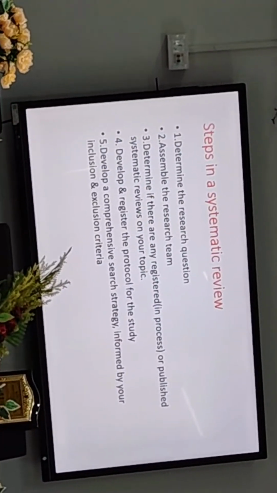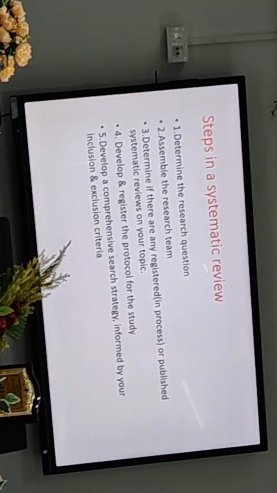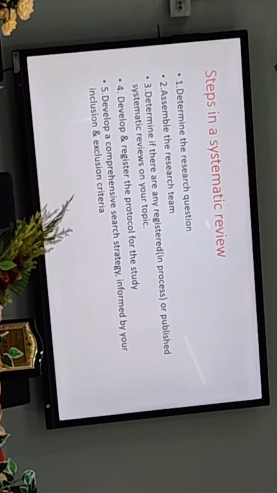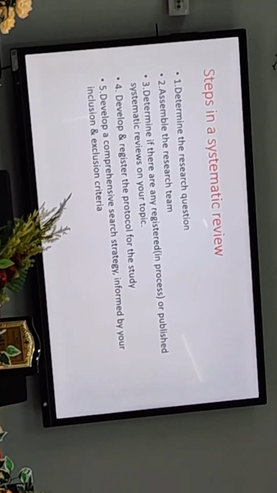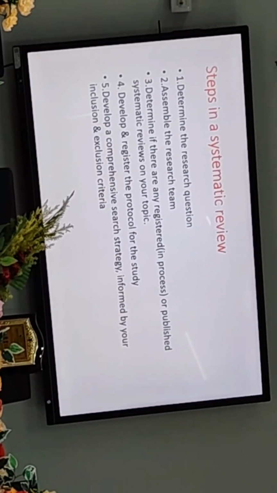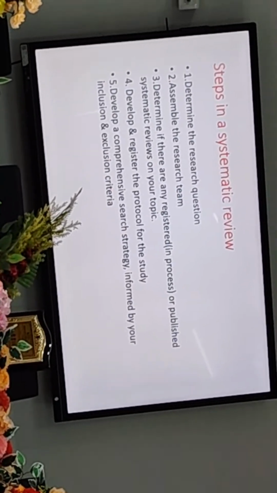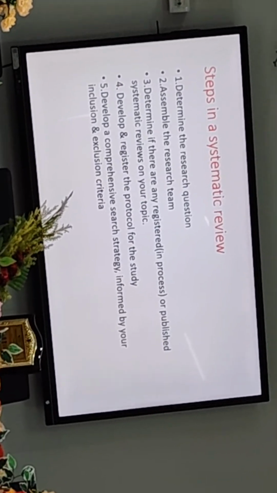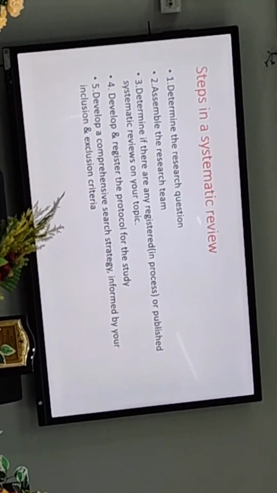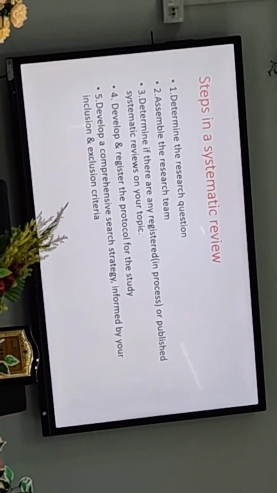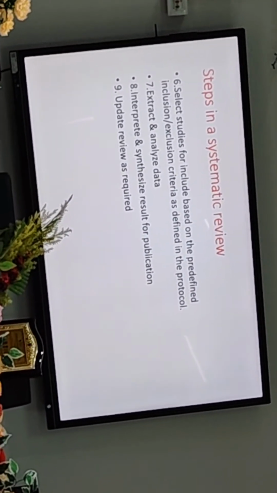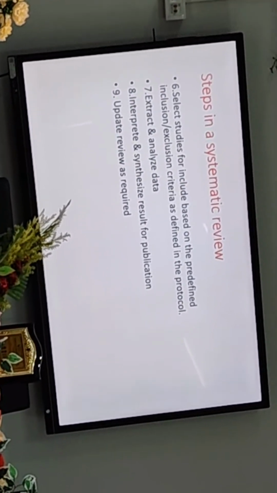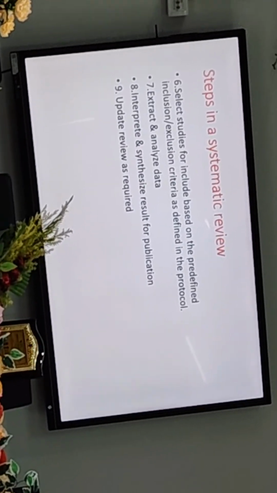The process is very long. When you are writing an SLR paper, determine the research question, assemble the research team, determine if there are any registered or published systematic reviews on your topic, develop and register the protocol for the study, develop a comprehensive search strategy, that is inclusion and exclusion criteria, select the studies based on the predefined inclusion and exclusion criteria, extract and analyze data.